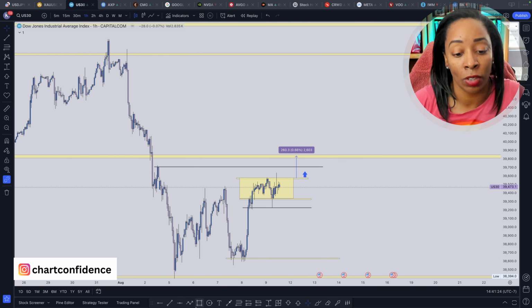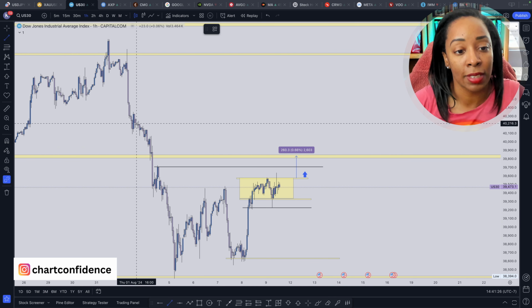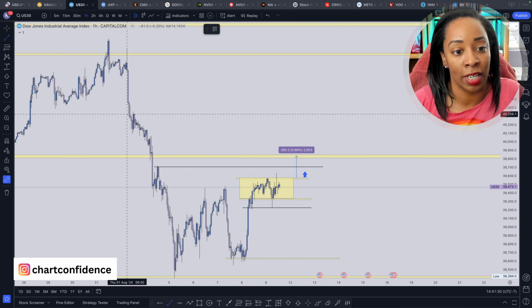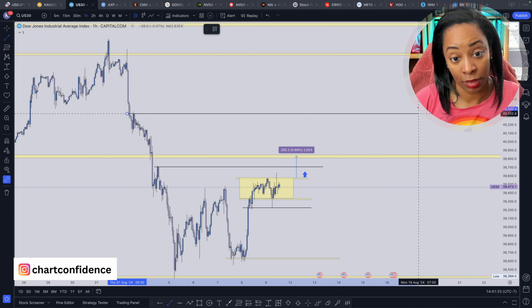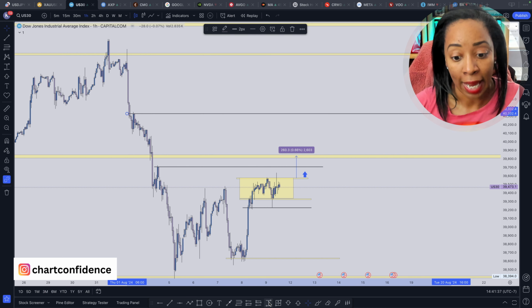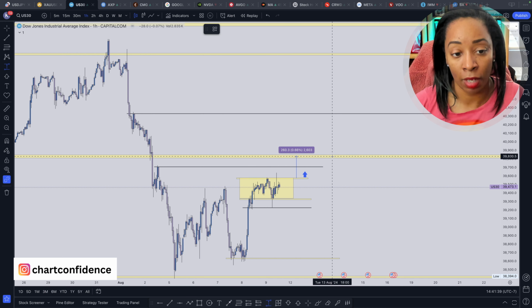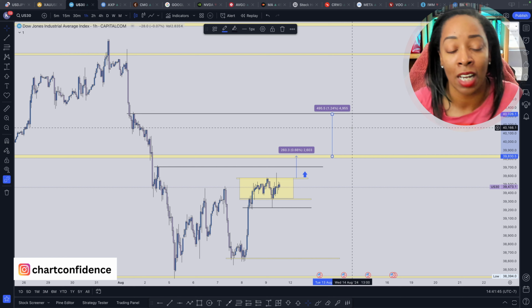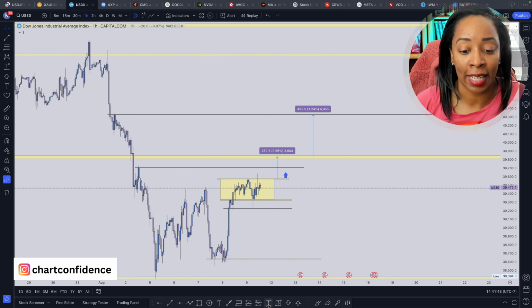And then if we go all the way up here, this is a lot of chaos right here, but the clean area is pretty much right here. So I want to mark off this level right here at 40,332. And above this level, I would be okay with trading all the way up to here. That's 495 points. That's insane. So that's something that can be traded.